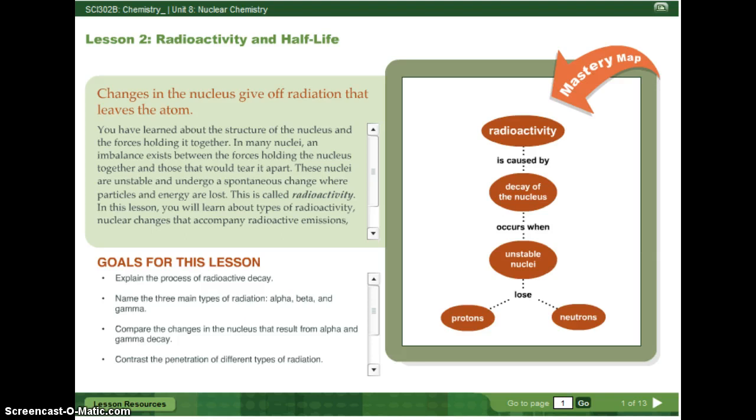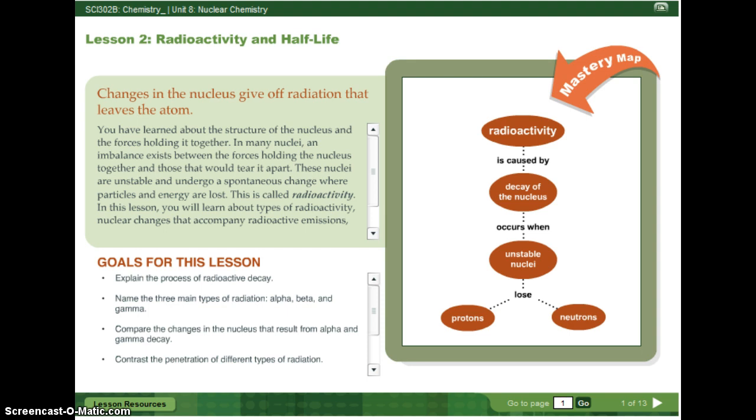Changes in the nucleus give off radiation that leaves the atom. You have learned about the structure of the nucleus and the forces holding it together. In many nuclei, an imbalance exists between the forces holding the nucleus together and those that would tear it apart. Now remember, it wants to go apart because the protons are all positive. It stays together because of the attraction of the quarks together, called the strong force, and the residual strong force, which is the attraction of the quarks in one proton to the quarks in another proton or in a neutron. These nuclei are unstable and undergo a spontaneous change where particles and energy are lost.